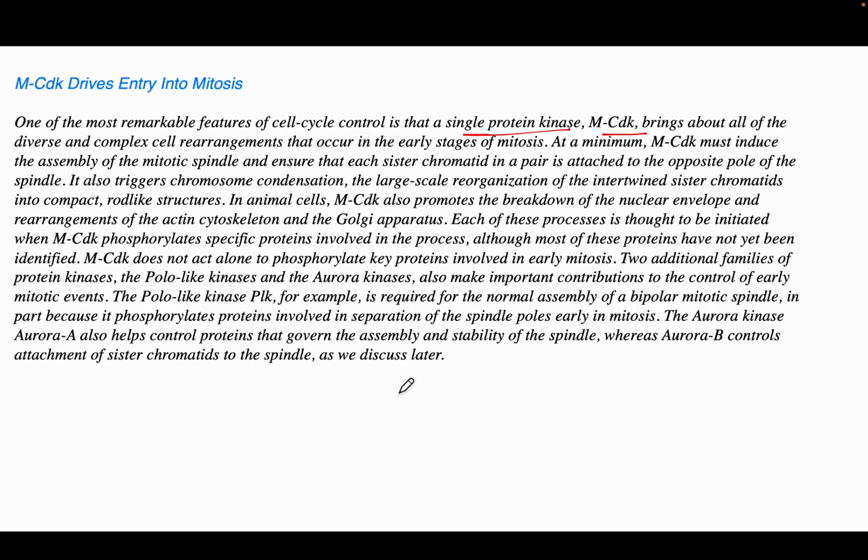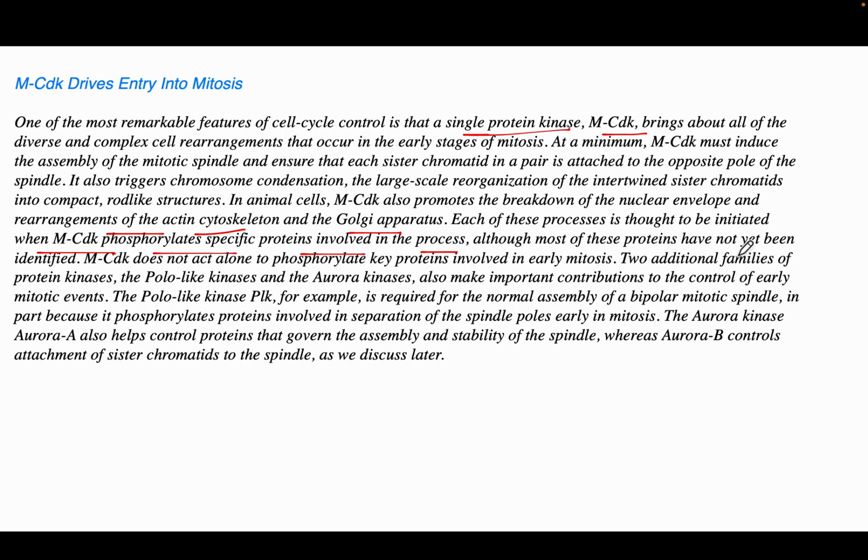To understand it, you have to understand what is happening in the cell cycle in each stage: prophase, prometaphase, metaphase, anaphase, telophase, like that. So MCDK promotes, at first, the breakdown of the nuclear envelope so that the genome comes out, and then they condense, and like that. Then you also have the rearrangement of the actin cytoskeleton and Golgi apparatus. Every process is thought to be initiated when MCDK phosphorylates specific proteins involved in the process.